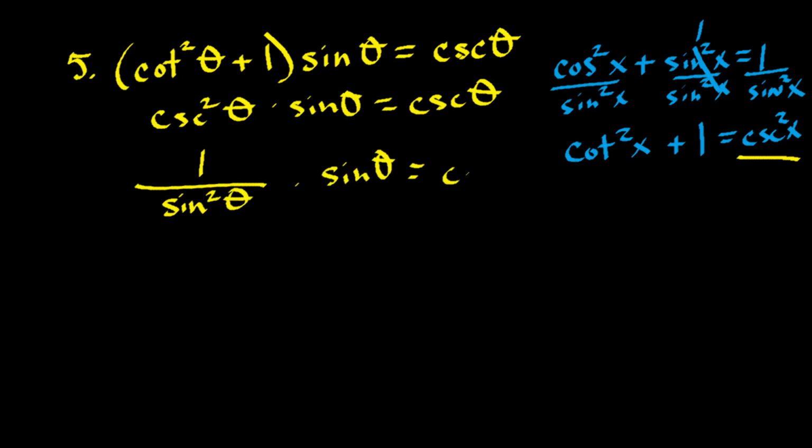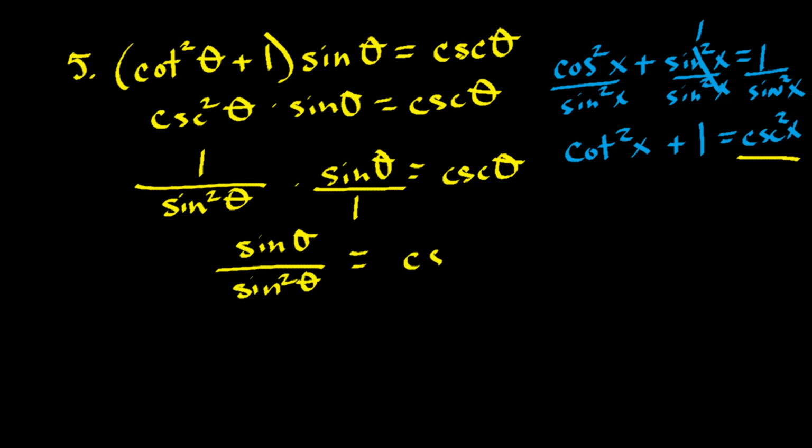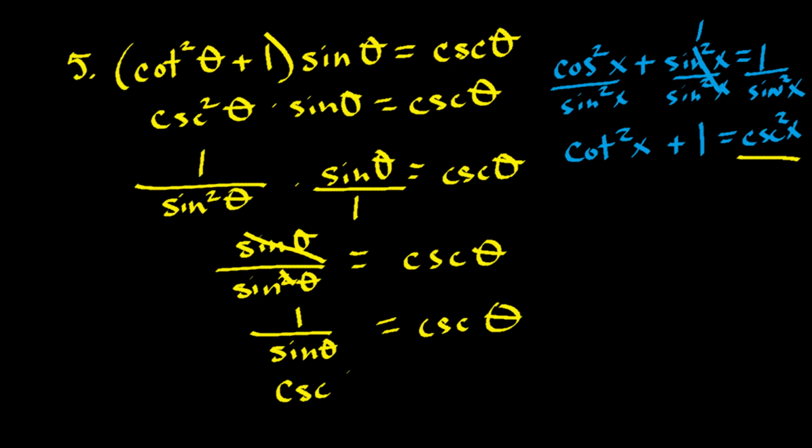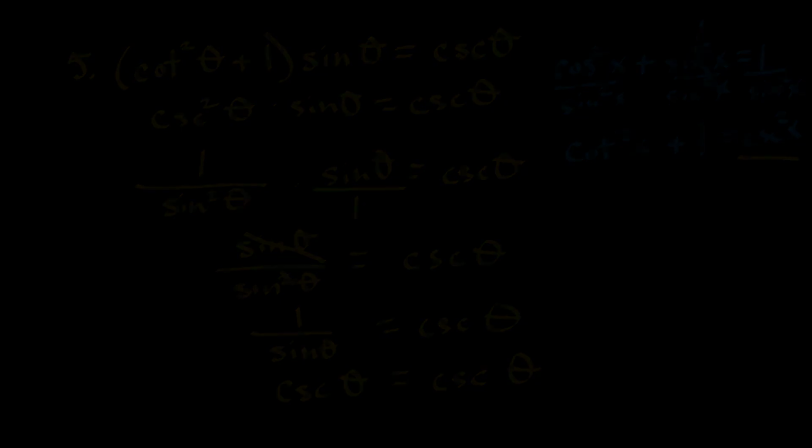And I could just keep bringing down the right side. Putting a 1 under sine theta, we can multiply the left side to get sine theta over sine squared theta equals cosecant theta. And one of the sine thetas will cancel, leaving us 1 over sine theta equals cosecant theta. But since 1 over sine is cosecant, we will get cosecant theta equals cosecant theta. So this is how you prove this identity.